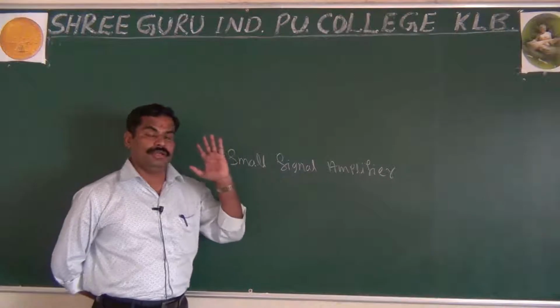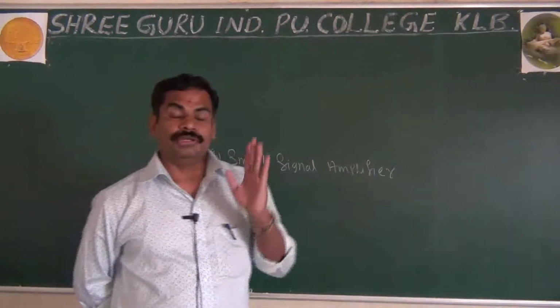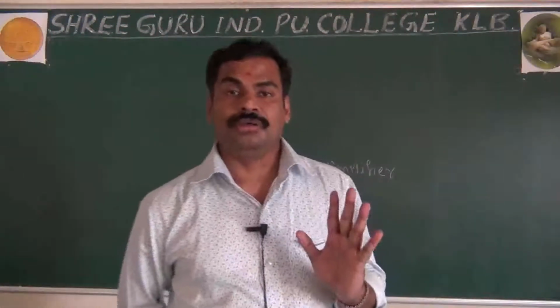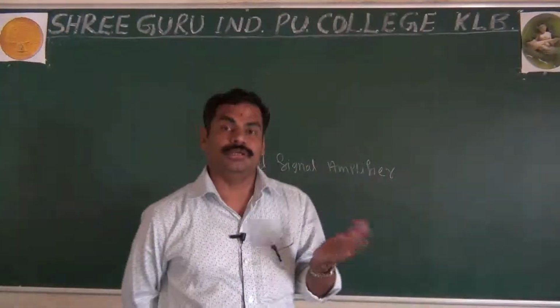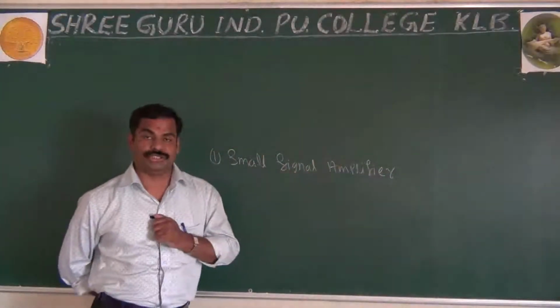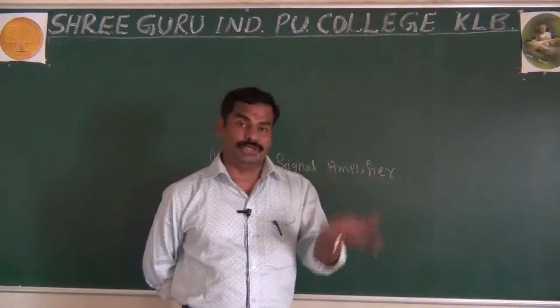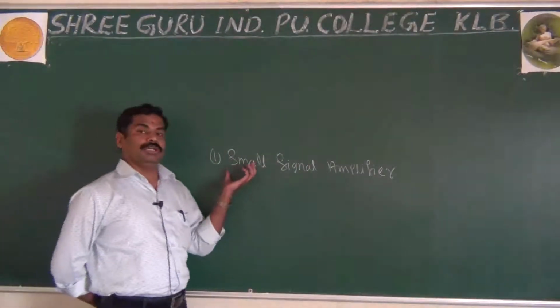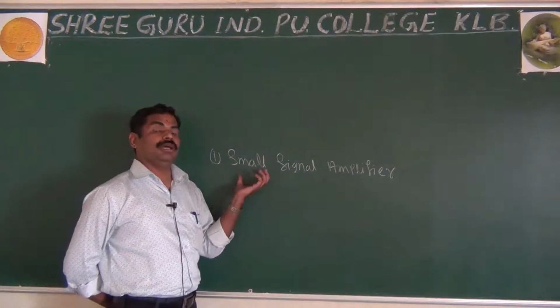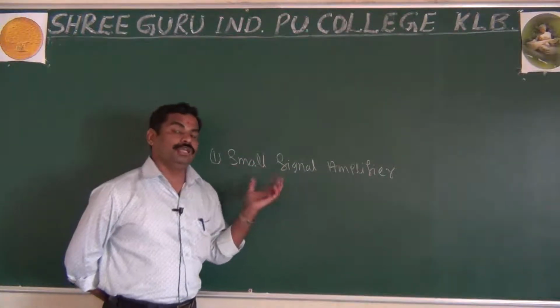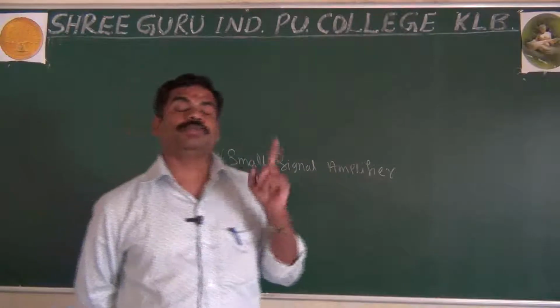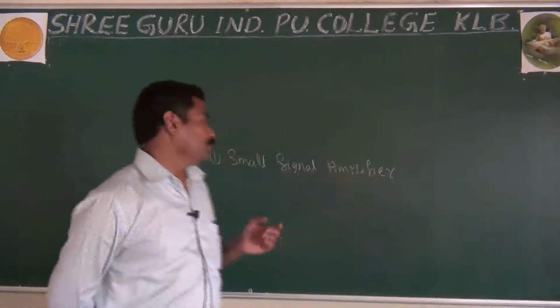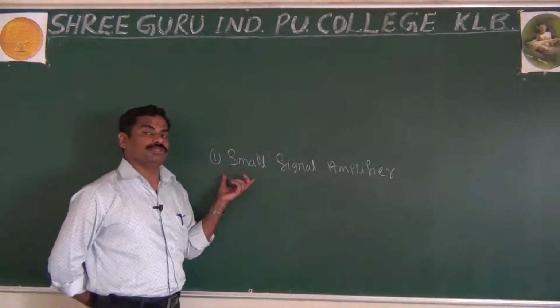Don't get confused: in every amplifier you are applying some input signal, and especially some voltage. How much are you applying? Especially for small signal amplifiers, we apply an amplitude that will be less than the Q point values of the transistor. That type of amplifier is called the small signal amplifier.